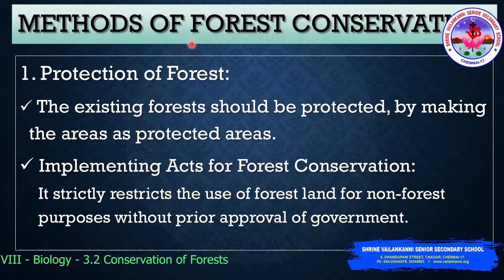Now we shall study the different methods used for conservation of forest. The first amongst it is the protection of forest. The existing forest area should be protected by making the areas as protected areas. The next type of protection is through implementing acts for forest conservation, which strictly restricts the use of forest land for non-forest purposes without prior approval from the government.